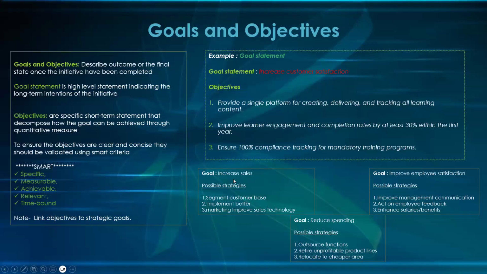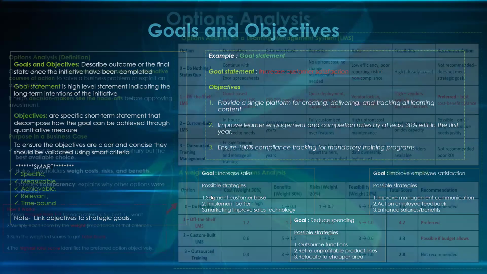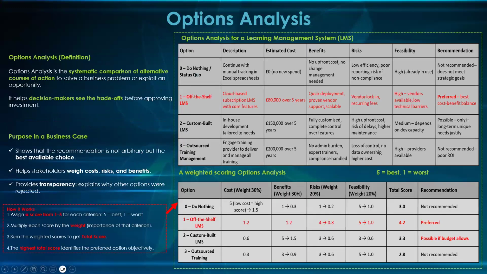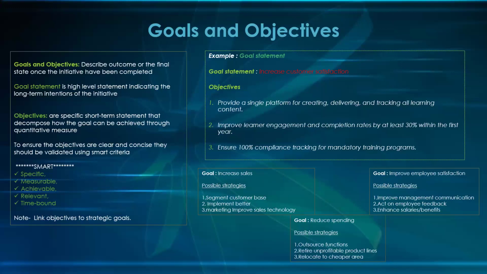Okay, let's see these other 2 examples. Increase sales. Possible strategy, again, objective: segment customer base. What did I delete? I think I've deleted something. Emmanuel, you're too quick to delete. Implement better marketing. Okay, I see what I did. So implement better marketing. Then the third one is to improve sales technology.